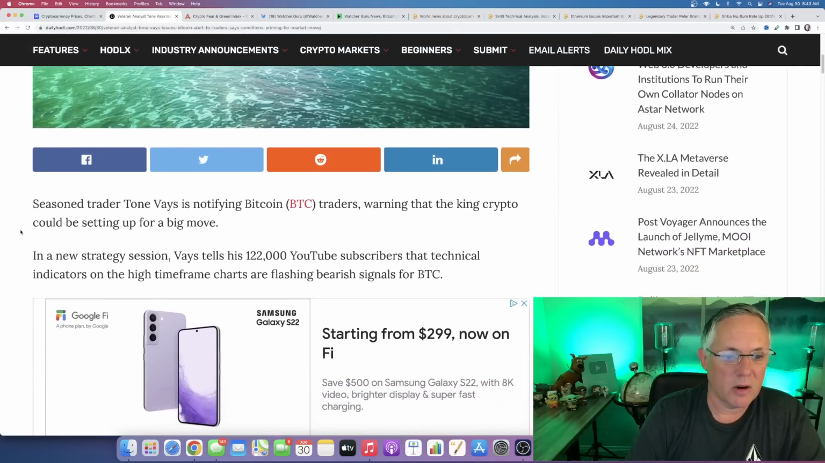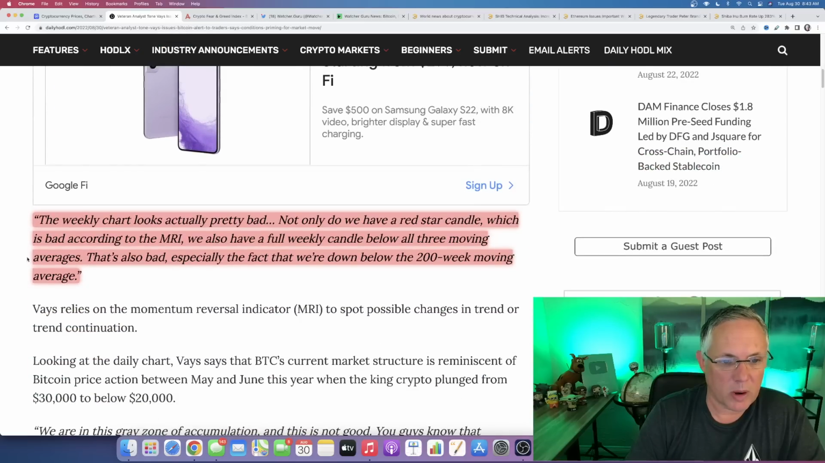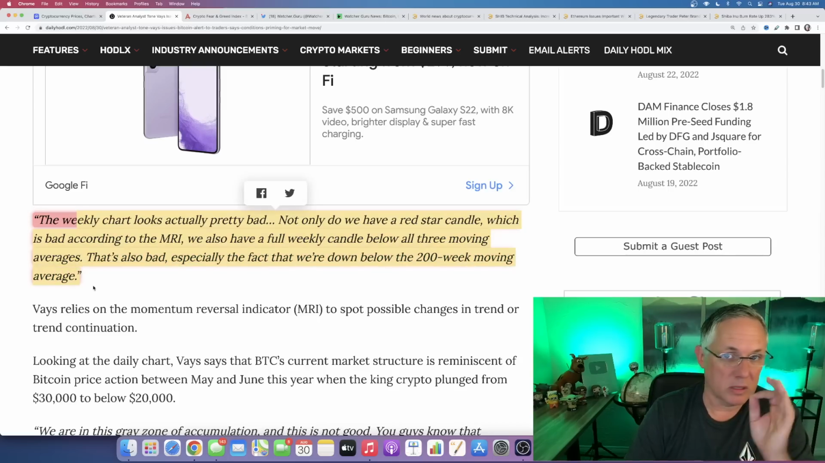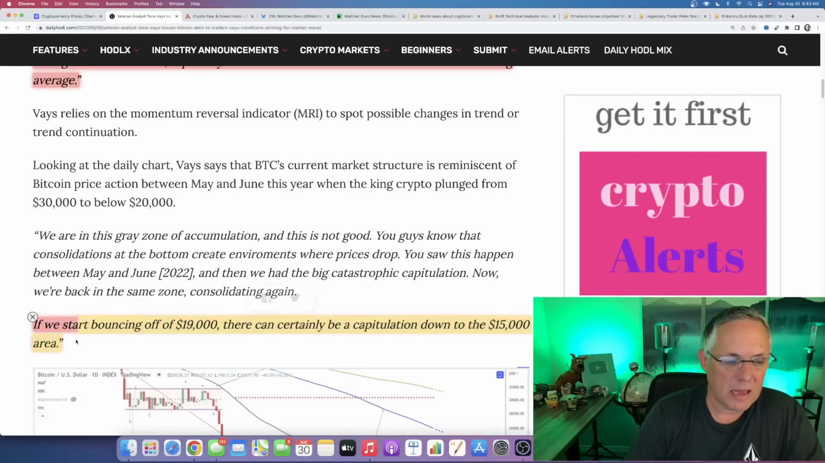So a veteran analyst, Tone Vays, is basically telling his YouTube and Twitter crowd, hey, look, the weekly chart looks pretty bad for Bitcoin. We have a red star candle, which is bad according to the MRI. We also have a full weekly candle below all three moving averages. It's also bad, especially the fact that we're down below the 200-week moving average. This is Bitcoin. This does matter to Shiba Inu. Bear with me. If we start bouncing off 19,000, there could certainly be a capitulation down to the $15,000 area.